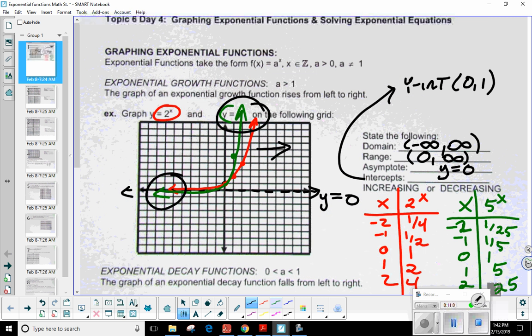And what about the x-intercept? Okay, there are no x-intercepts yet. No x-intercepts. There we go. Okay, and those are growth functions if your base is larger than 1. All right. So good. That was pretty easy.